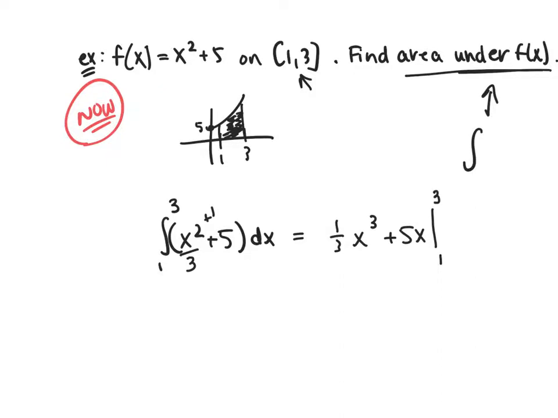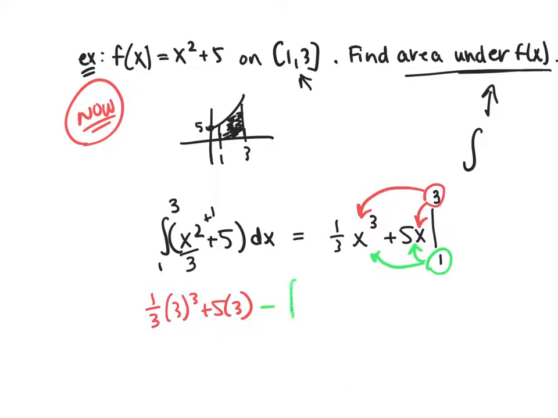When you evaluate it, you don't have the plus c because we're going to get rid of that potential constant. We're going to start with the value of 3, and plug that in for the x's. So what I now have is 1/3 times 3 to the third plus 5 times 3. And once I've done that, I'm then going to take the second value, plug that into both of the x's, and subtract them off.